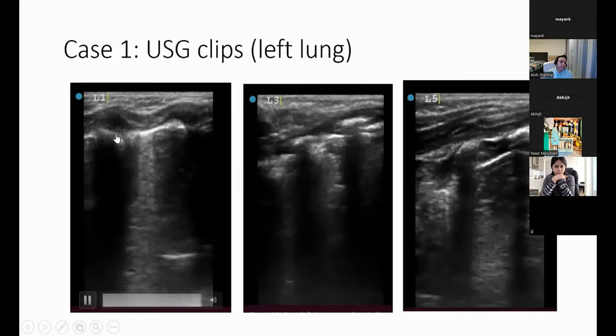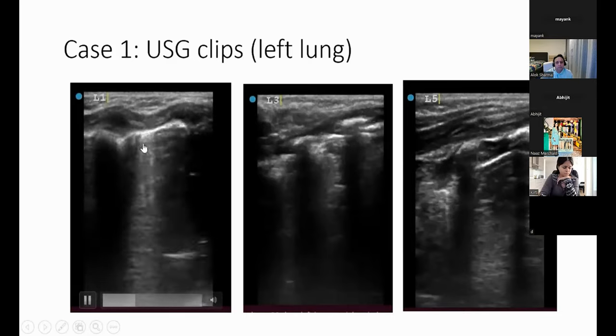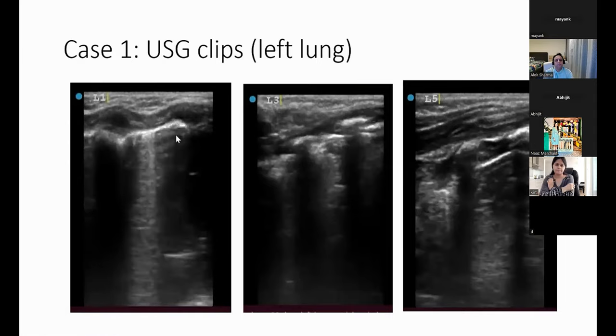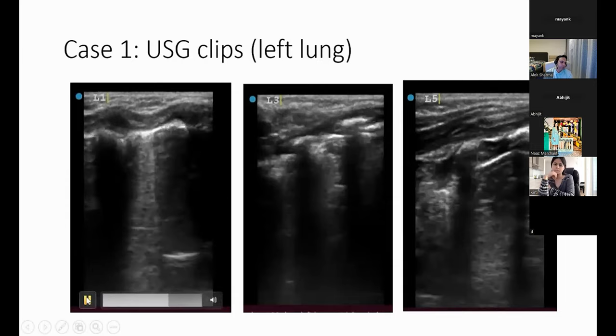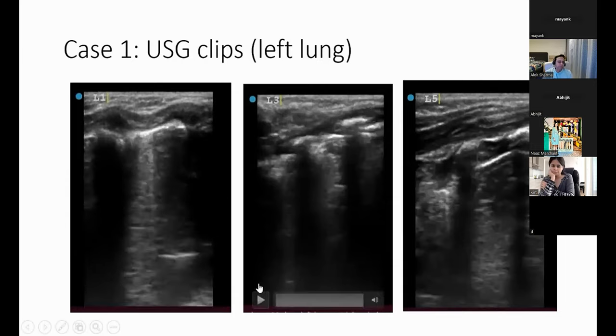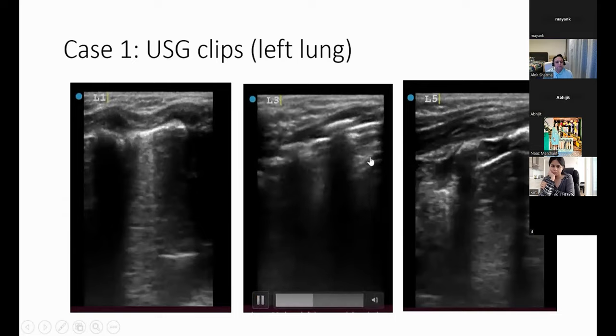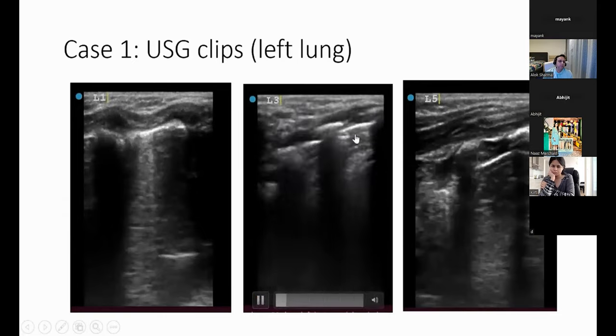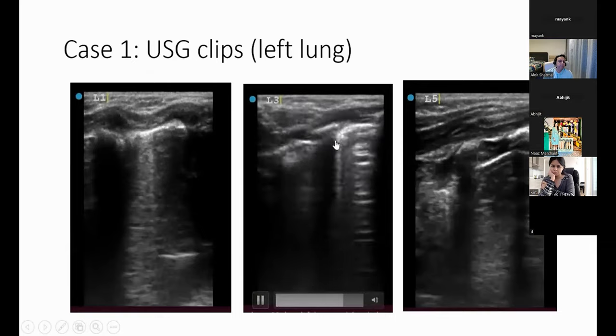if we move systematically, I can appreciate an almost normal looking pleural line, which is sliding well. I can see some A lines as well as some B lines. There are more than 3 B lines in a single space, so I would classify this as an AB profile, and I do not find any areas of consolidation or pleural effusion.